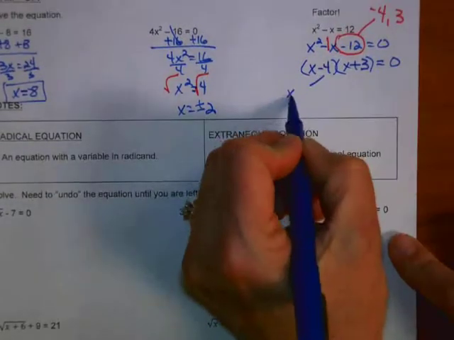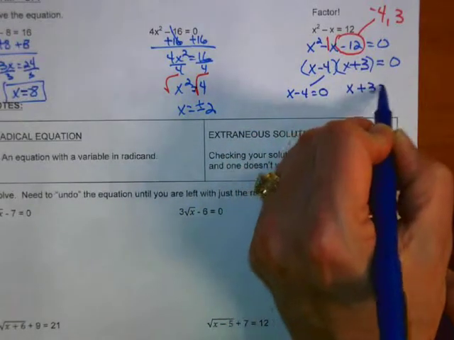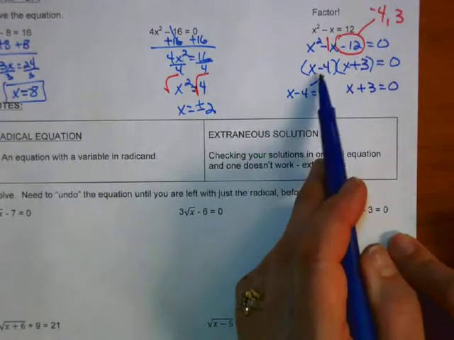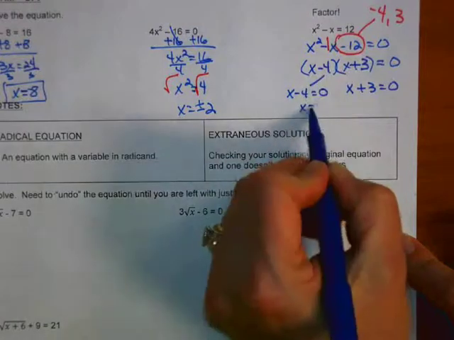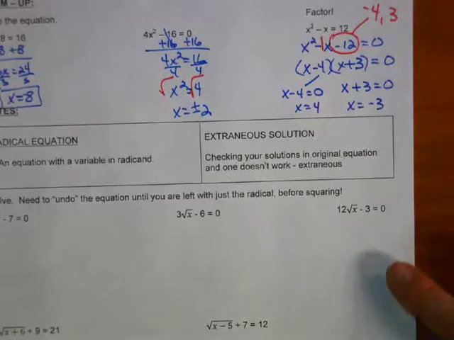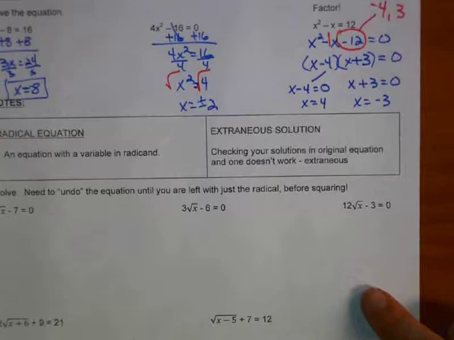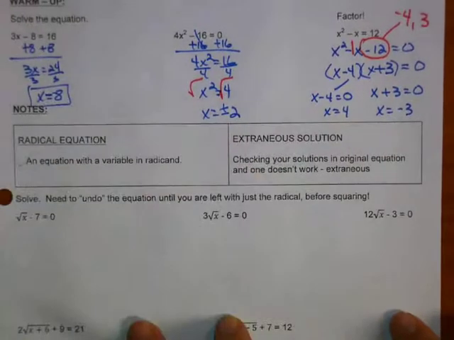Then I set each one equal to 0 to see what x value would make that happen. So this is going to be x equals 4, and this is going to be x equals negative 3. Those are my solutions. That's where the parabola hits the x-axis, if you were to graph it, which we're heading into next chapter. Okay, so this is all going to play a part in what you're doing today.